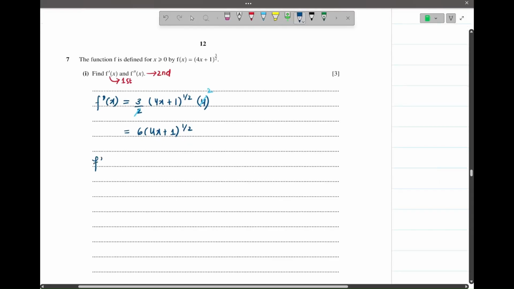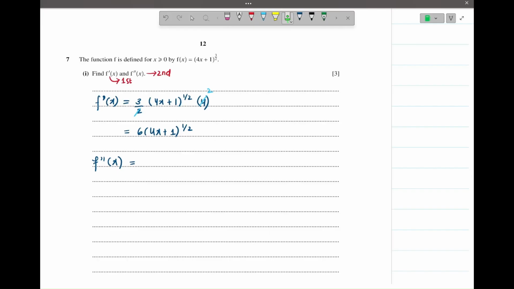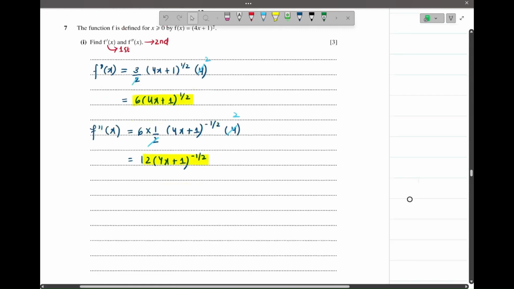Now let's find out the second prime of this expression. That's basically going to be a derivative of this expression. So what I'm going to do is I'm going to say 6 into 1/2 into (4x + 1) raised to power negative 1/2 into 4. 4 is the derivative of the expression inside. So that's going to leave me with 12(4x + 1) raised to power negative 1/2. These are the two answers that we get. Moving on to the next part.